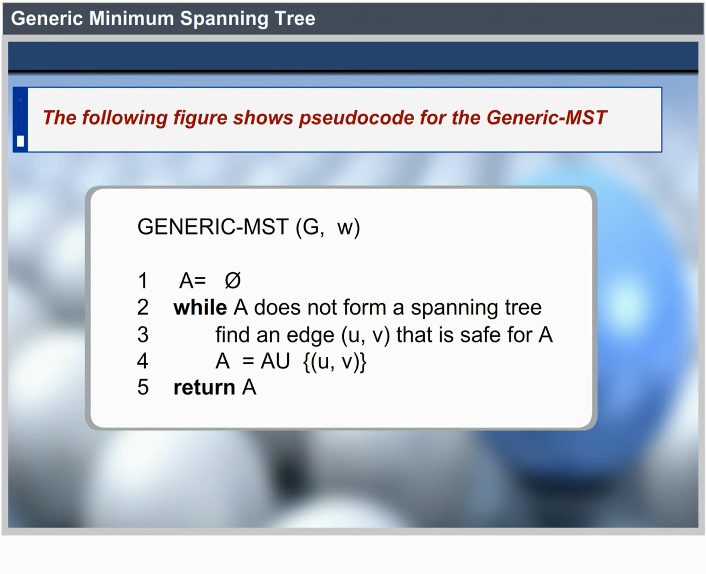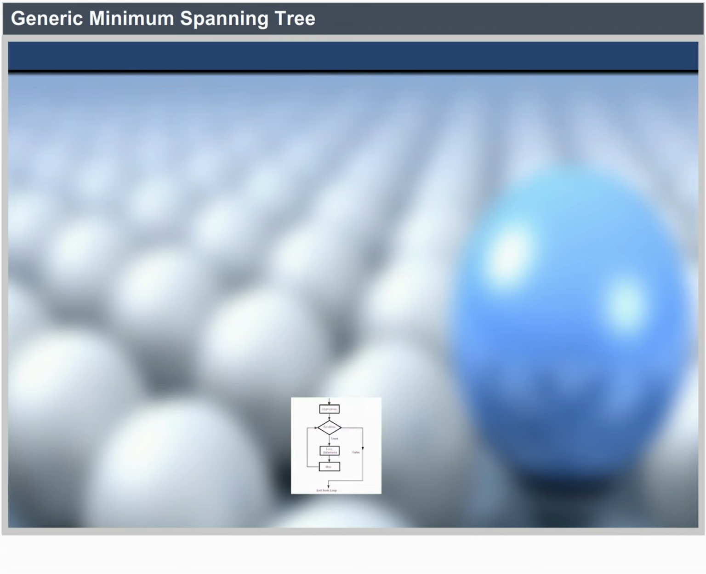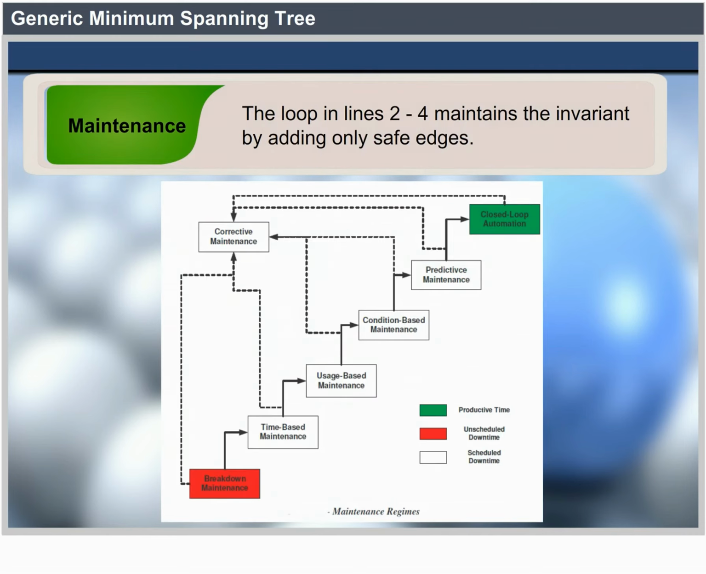Use the loop invariant as follows. Initialization. After line 1, the set A trivially satisfies the loop invariant. Maintenance. The loop in lines 2 to 4 maintains the invariant by adding only safe edges. Termination. All edges added to A are in a minimum spanning tree, and so the set A returned in line 5 must be a minimum spanning tree.